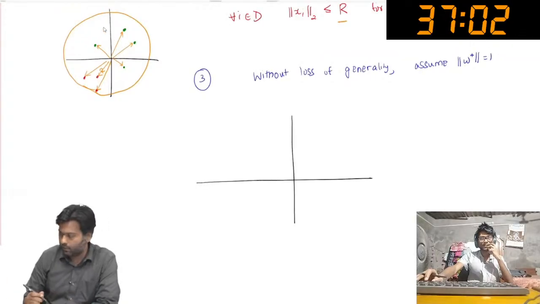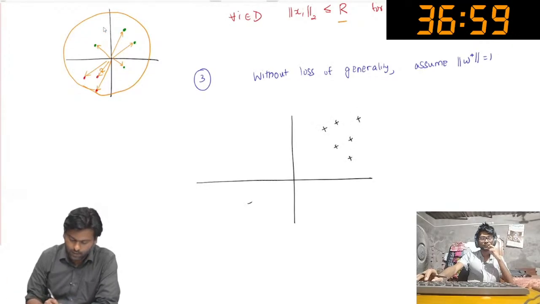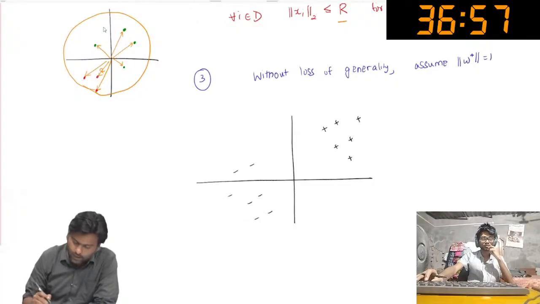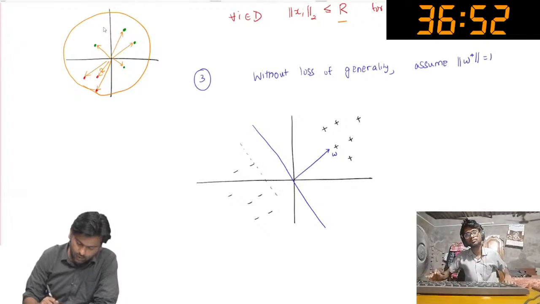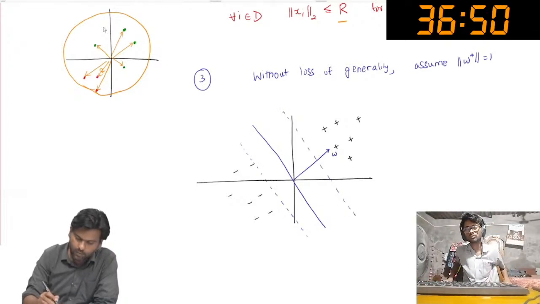So again, we have this data set where let's say we have these positive points, and then there are these negative points here. And let's say we have a W which is like this, which separates the positives from the negatives using some gamma margin, which means that I have this, maybe I'll put a positive point here.